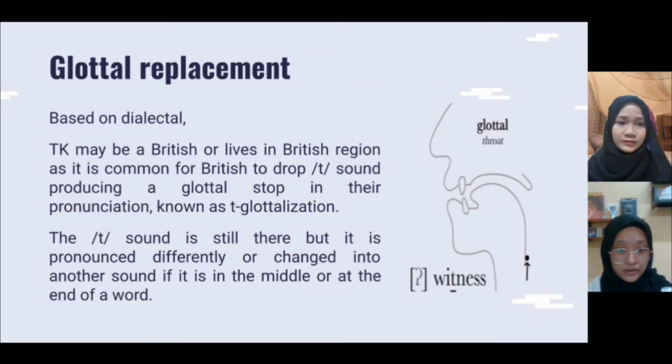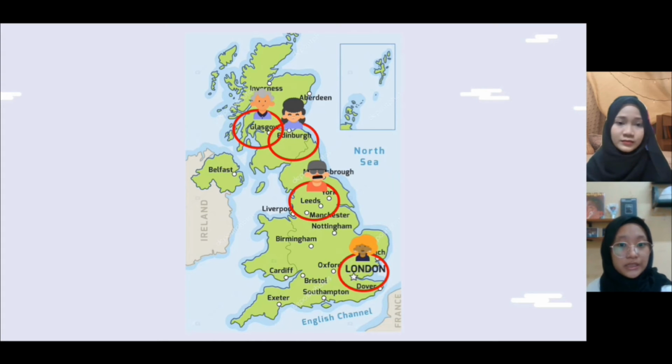As for the glottal replacement, TK may be British or live in a British region, as it is common for British speakers to drop the t sound, producing a glottal stop in their pronunciation, known as deglottalization. The t sound is still there, but it is pronounced differently or changed into another sound if it is in the middle or at the end of a word. According to the dialectal version of the British region, it is most commonly in London, Leeds, Edinburgh, and Glasgow. The sound is pronounced before vowel sounds as well as before consonant sounds. For example, cat as ca', report as repor'.